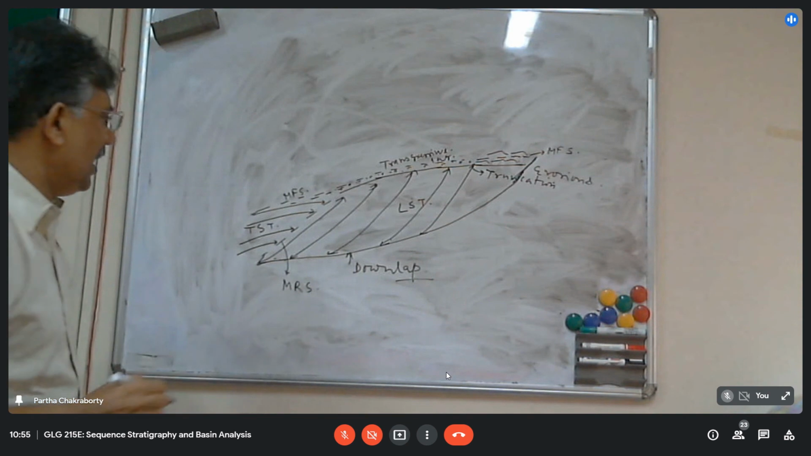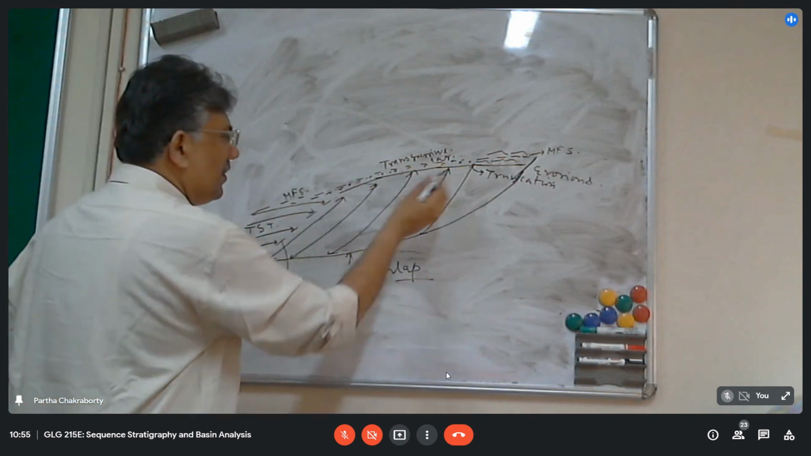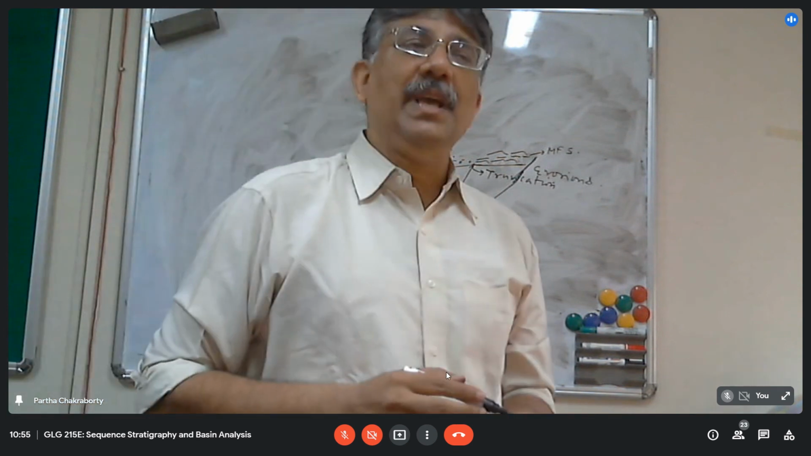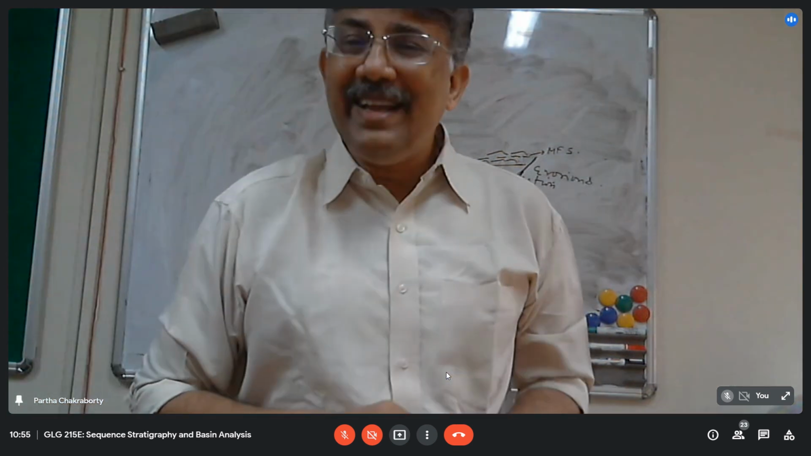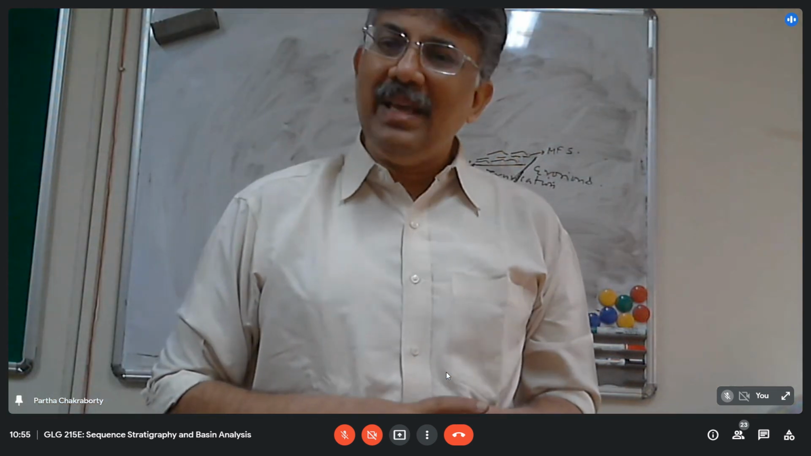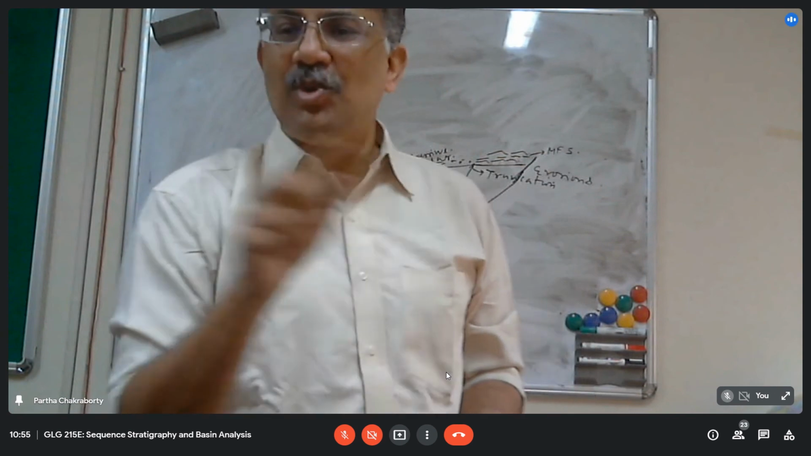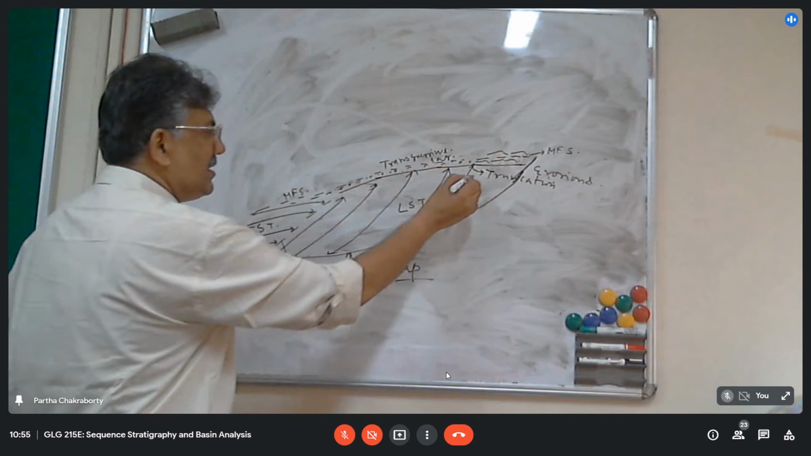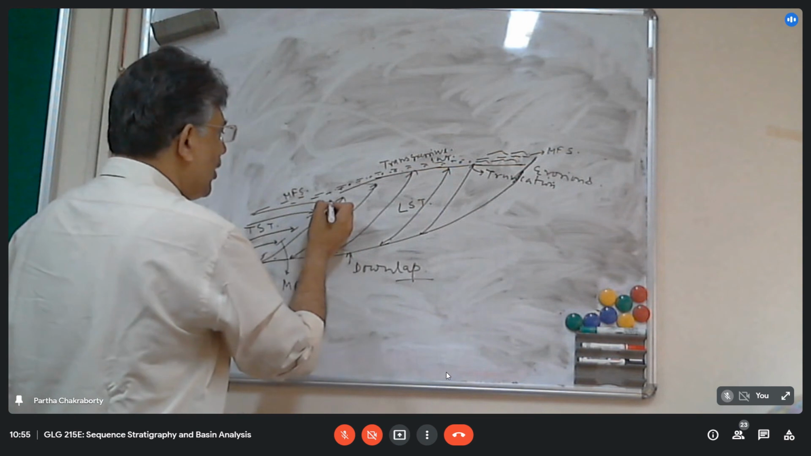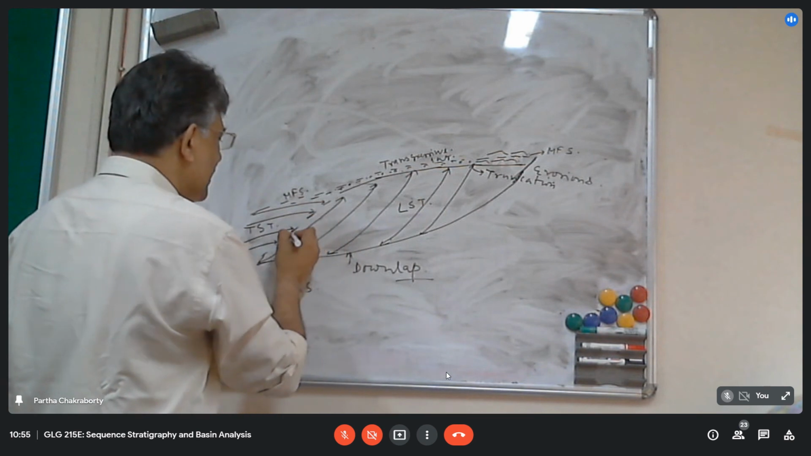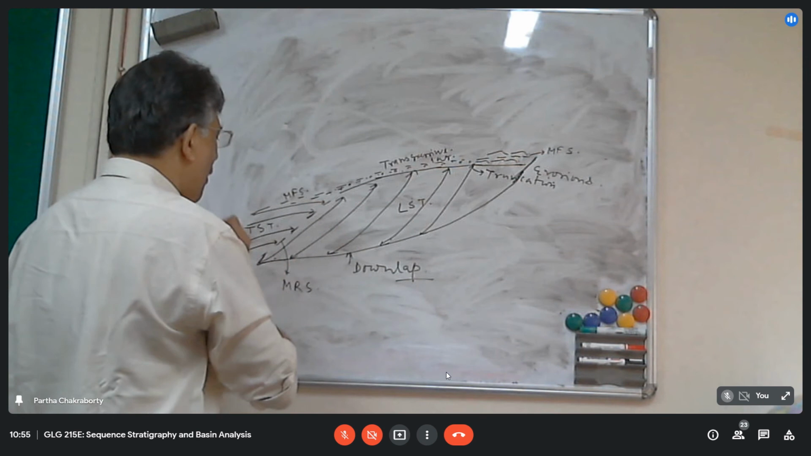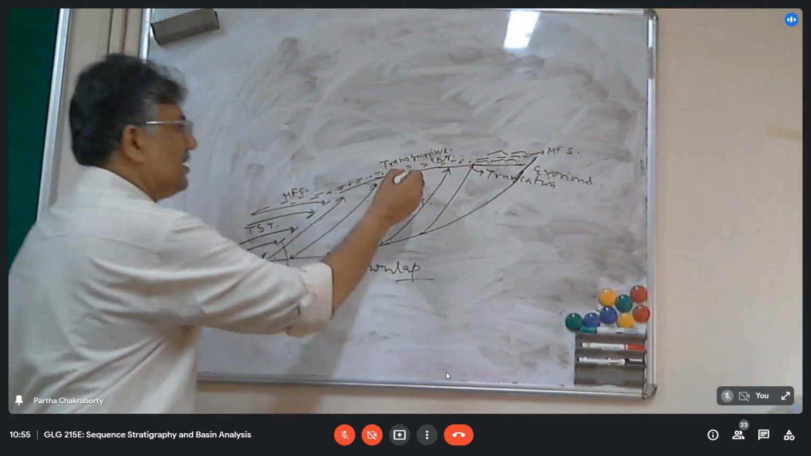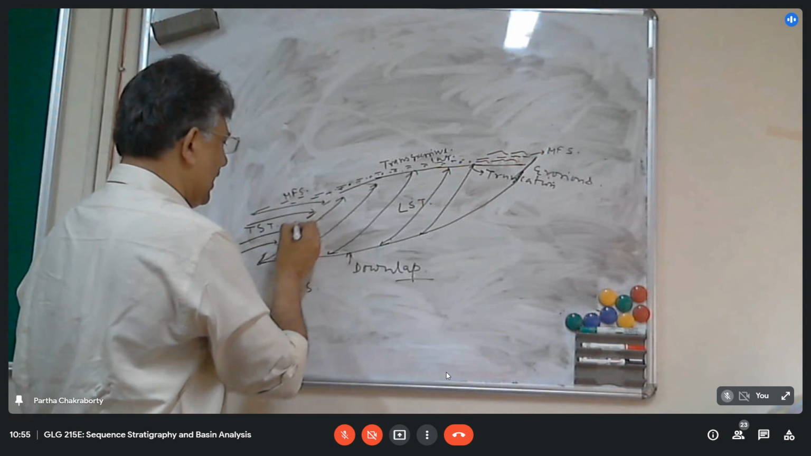Now, this was the regression. So LST, as I have said, will be ascending regressive. So there is a correlation. Now this LST is a regression. This is the topmost surface of the regression. Okay, so there is the topmost surface of the regression.